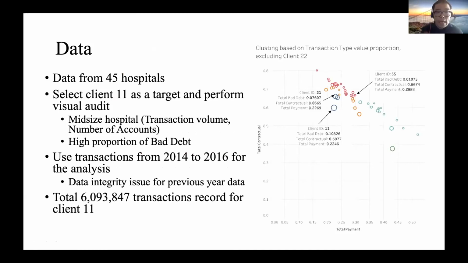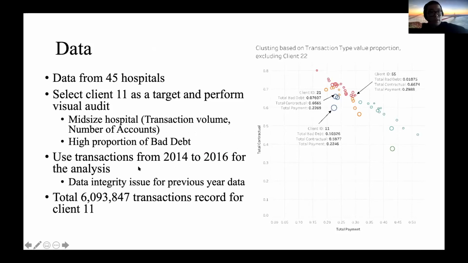For the data, we collected the data from 45 hospitals, and we selected one of the hospitals as our target because according to a very simple clustering analysis, we found one hospital, client 11, falls into a cluster which reported the highest bad debt proportion over the total transaction value. So we thought it might be an interesting target. So we selected client 11 as our target.